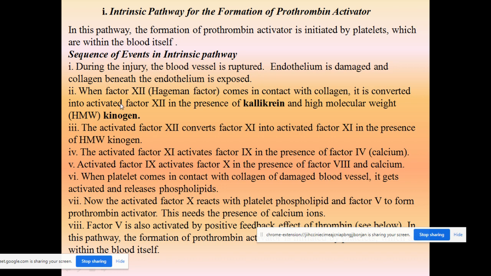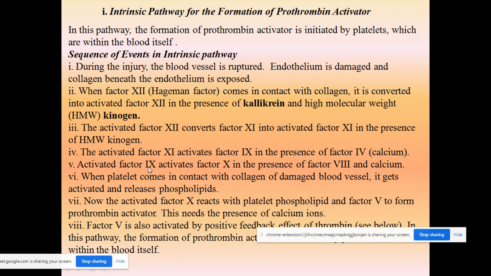It is converted into the activated factor 12. How? In the presence of kallikrein and kininogen, the factor 12 gets activated. Now this activated factor 12 will help in the conversion of factor 11 into the activated form, again in the presence of kininogen. Now this activated factor 11 activates factor 9 in the presence of calcium. Calcium is the factor 4.